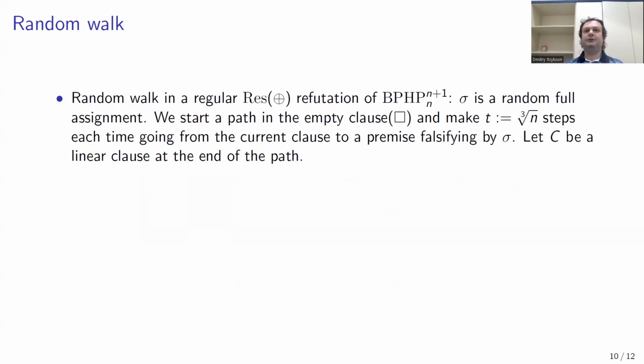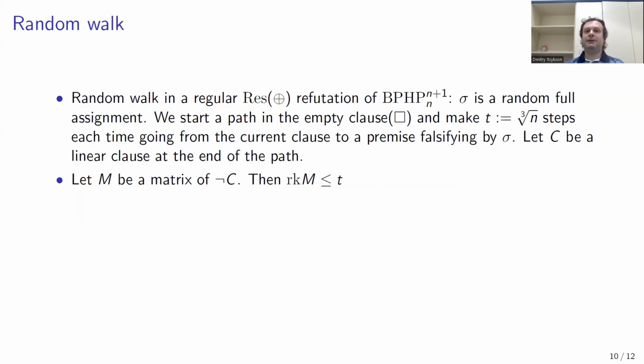Recall that we consider regular resolution of the parity refutation of the binary pigeonhole principle. We take a random full assignment sigma and make t steps on the path from the empty clause, each time going to a premise falsified by sigma. And we count only steps corresponding to resolution. Let C be the last linear clause, and let M be the matrix of the negation of C. It is rather straightforward that the rank of matrix M is at most t.